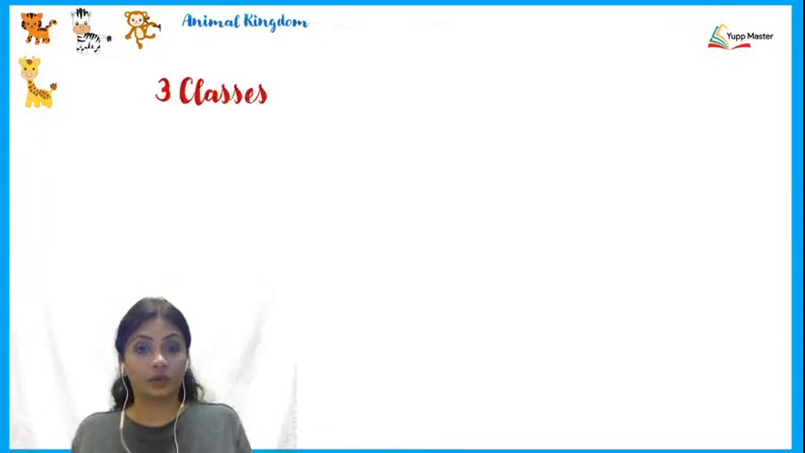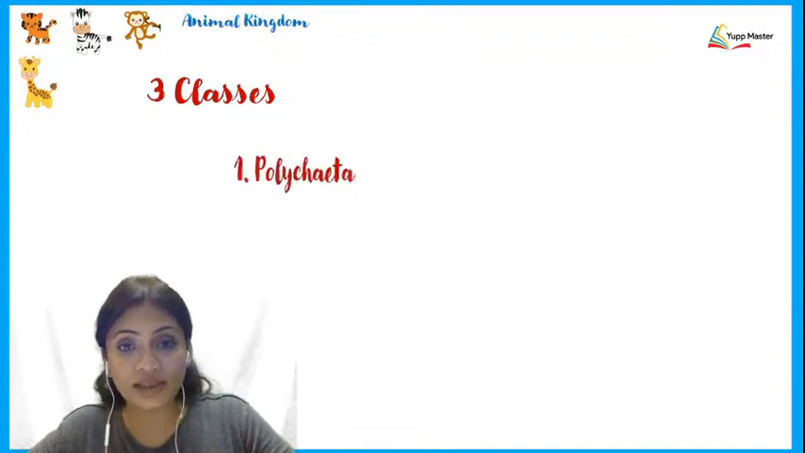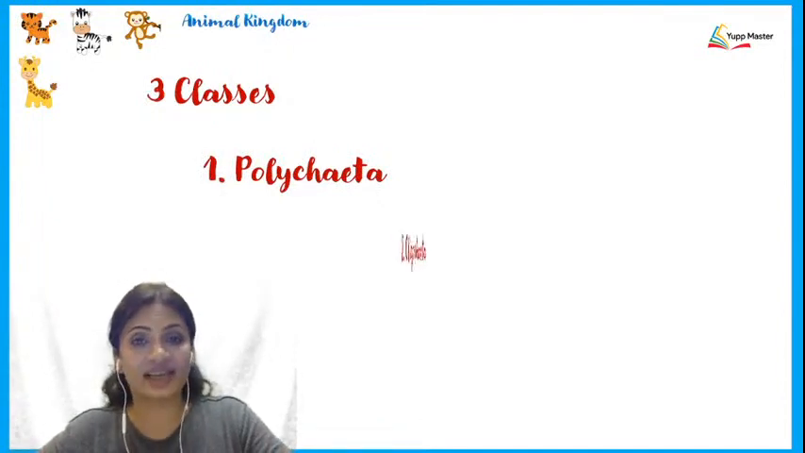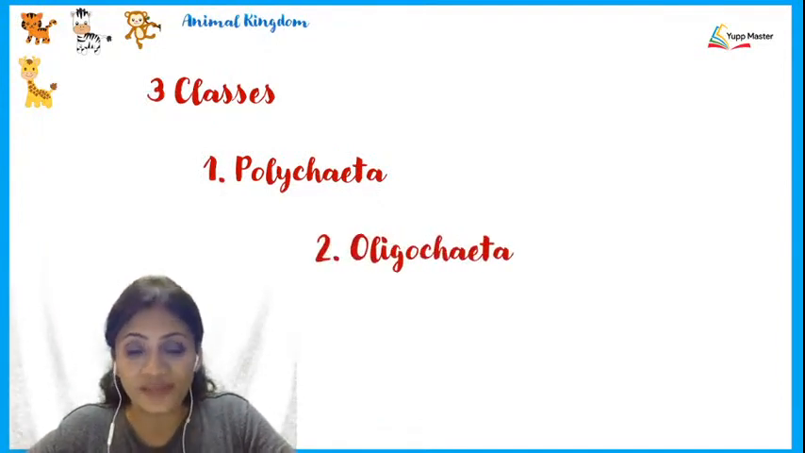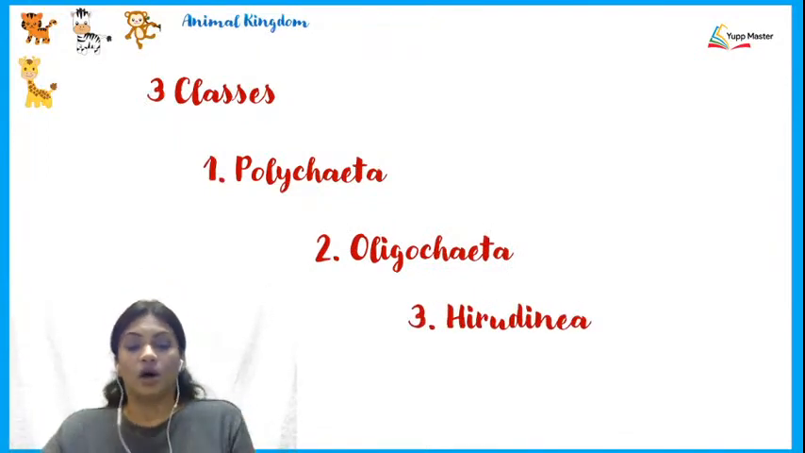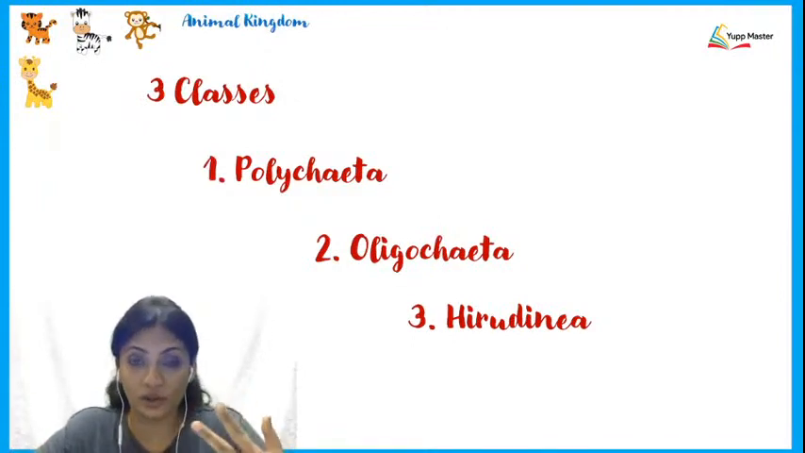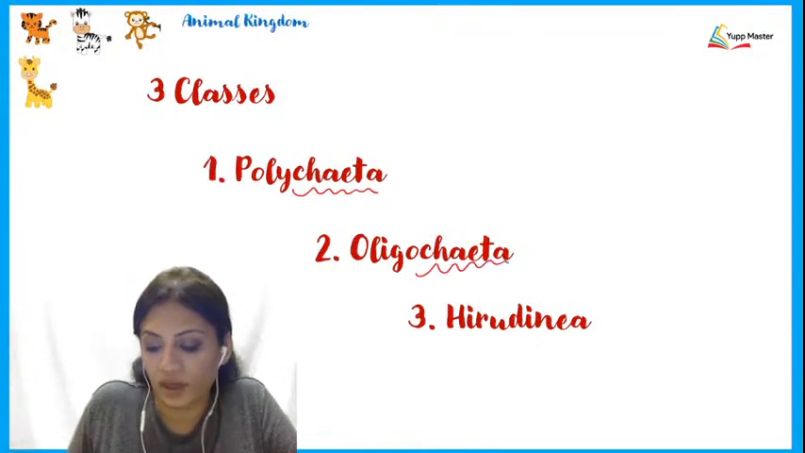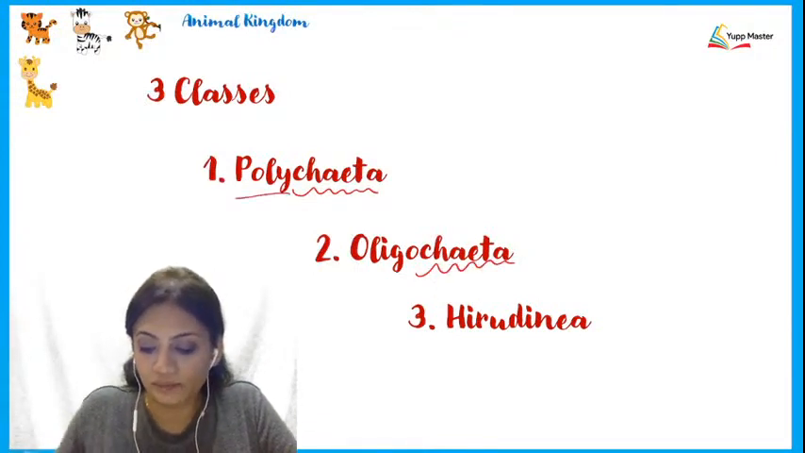Alright. Now, talking further about the phylum annelids, before we actually start the example of earthworm, we see that these annelids are found in three classes. The first class is called Polychaeta, the second one is called Oligochaeta, and the third one is called Hirudinea. Now, when we talk about Polychaeta and Oligochaeta, the common word between both of them is chaeta, and the different words would be poly and olig.